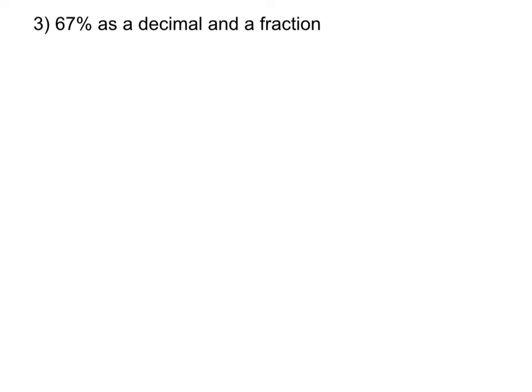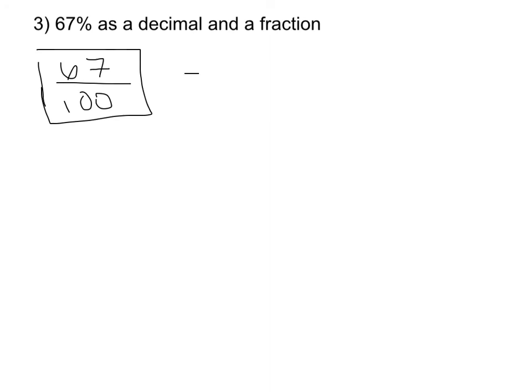The next question is 67% as a decimal and a fraction. I know 67% is the same thing as 67 out of 100, per 100. So my fraction is right there, 67 out of 100. And that one doesn't simplify. They don't have any common factors. So my fraction is done. I want to write that as a decimal also. 67 out of 100 is the same thing as 67 100ths. And there you go, decimal and a fraction.